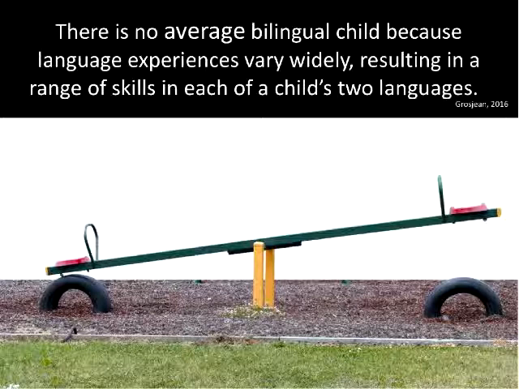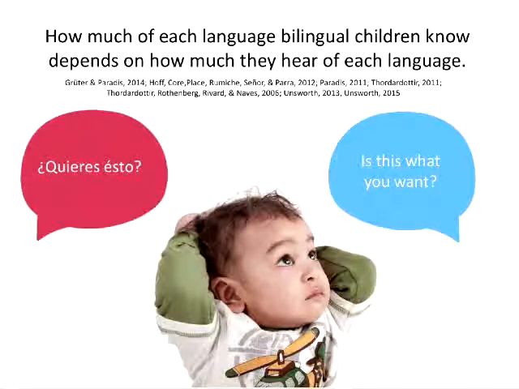So for children who hear less English, we expect their English skills to be lower. But that doesn't mean that their other skills would be at age level either. So identifying which children have delays can be challenging because we tend to think of the average bilingual child, but in the case of bilingual children, we know that there really is no average.